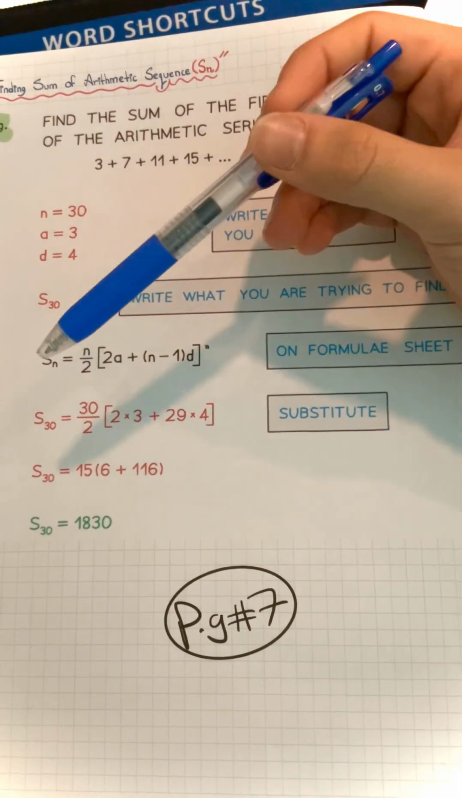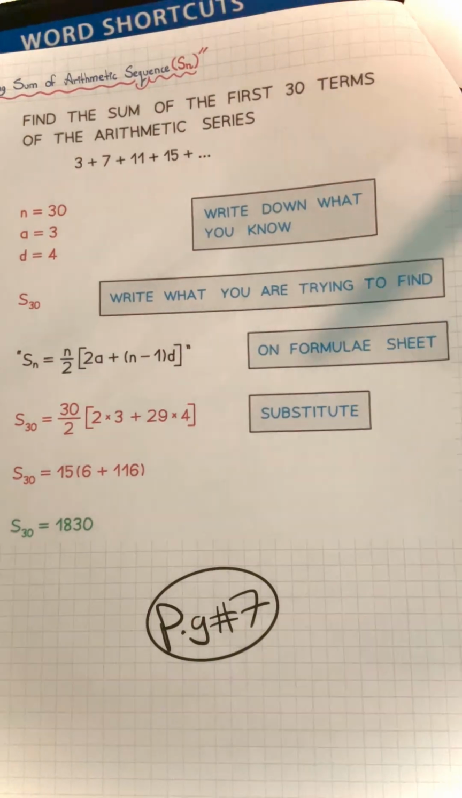And that is the sum of the arithmetic sequence. So, as simple as that.